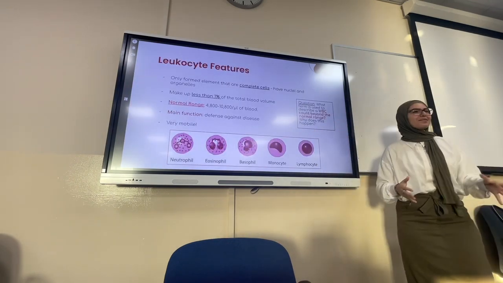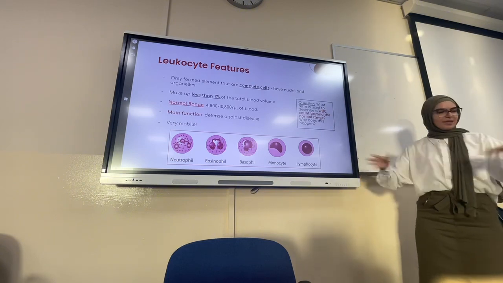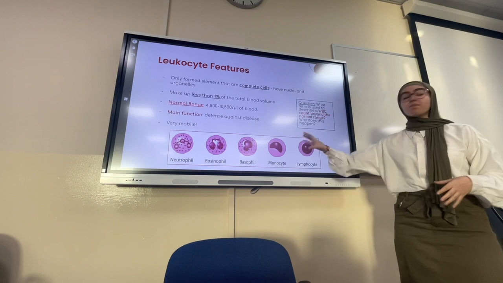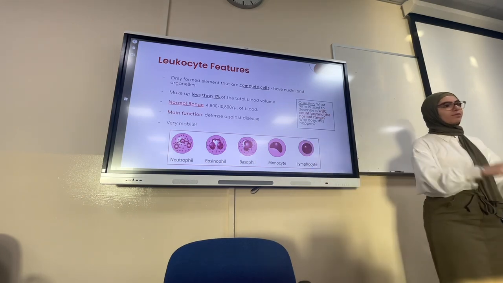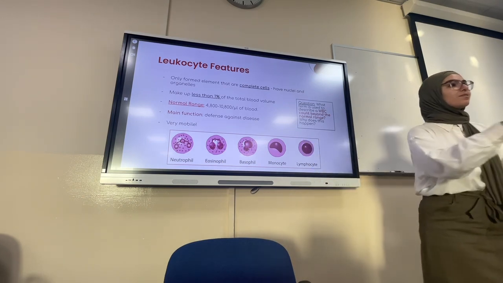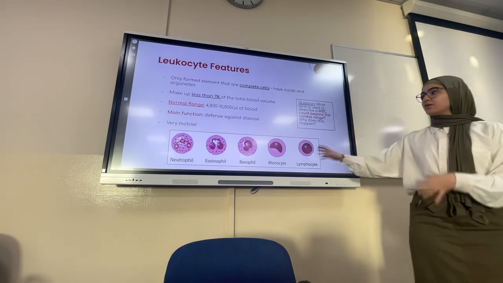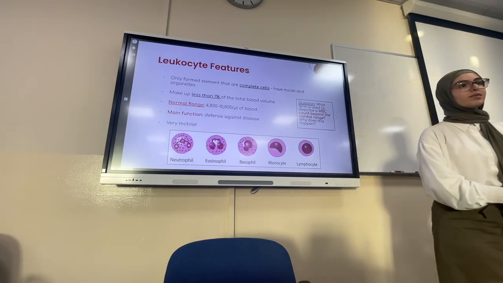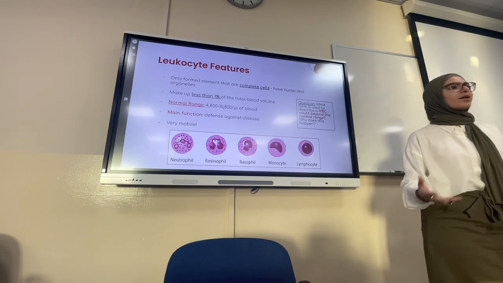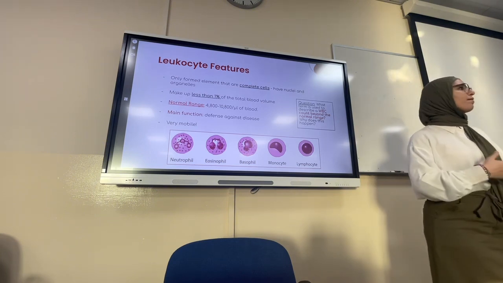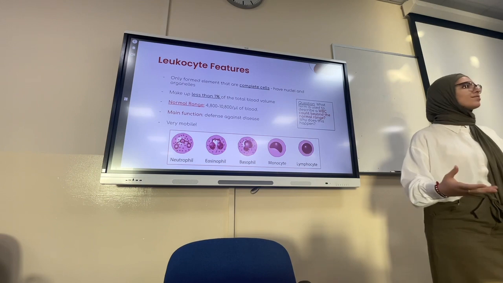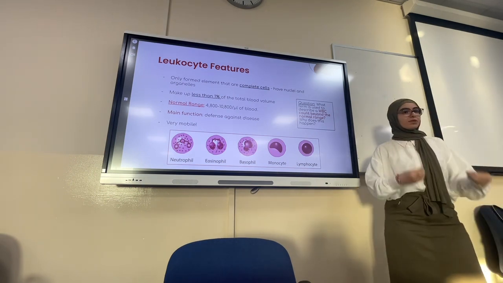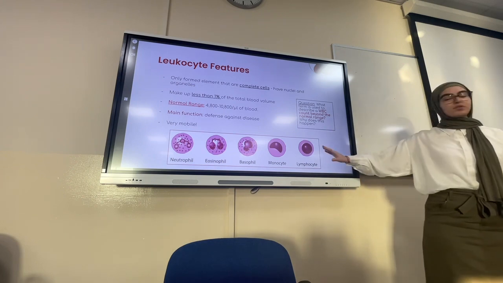Alright, so leukocyte features. As a quick overview, from all the formed elements, we have three: the leukocytes, erythrocytes, and the platelets. It's only the leukocytes that are complete cells. Why? Because they have nuclei and organelles. Do platelets have organelles? No. Do RBCs have the proper organelles and nuclei? No. So the only formed element that is a proper cell is the leukocyte.